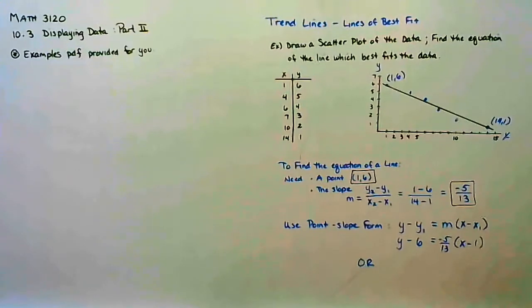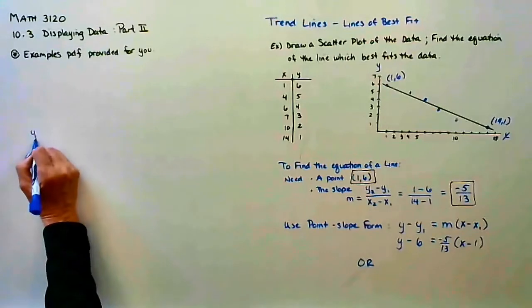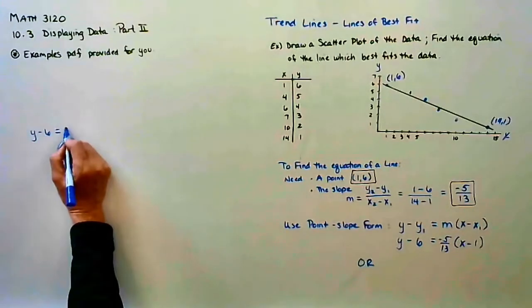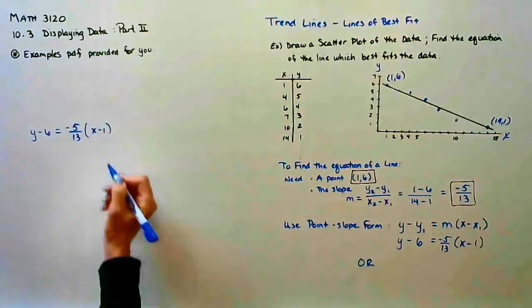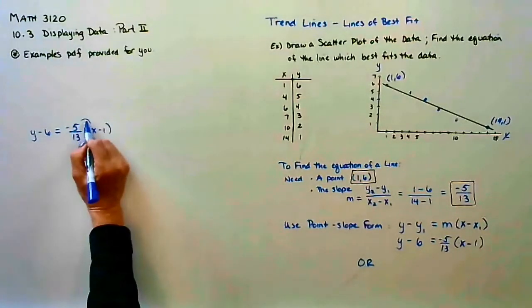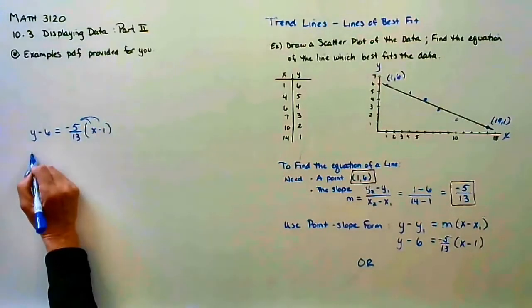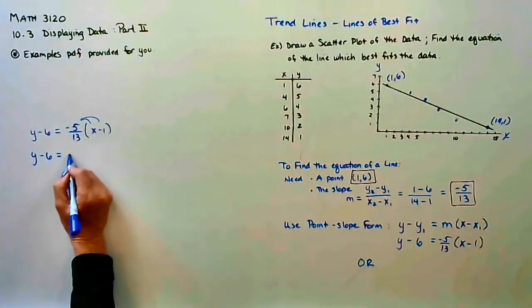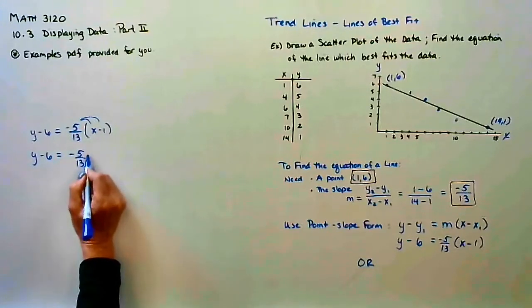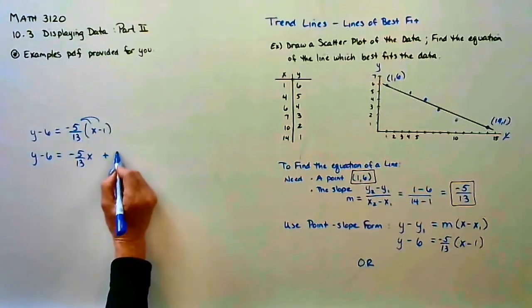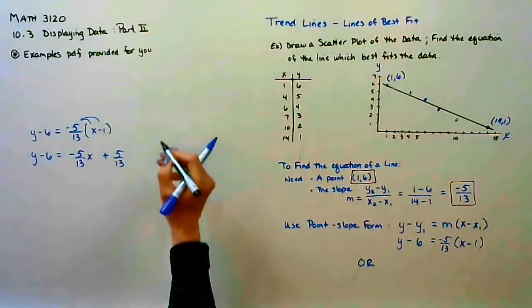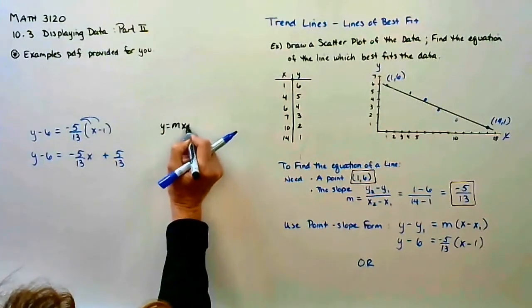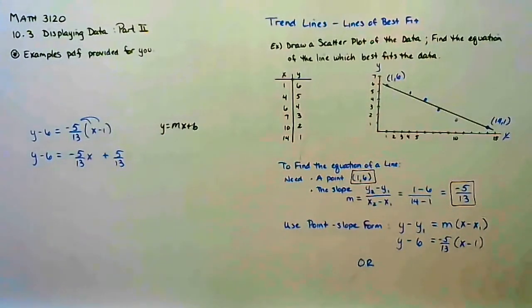Let's say you're so used to equations of lines having to be y equals mx plus b. Well, then let's solve this equation for y. Okay? Now wait, where did I leave off? I left off with y minus 6. This is where I just left off. Solve for y. Okay, distribute your 5 over 13. Negative times a negative makes that a positive.